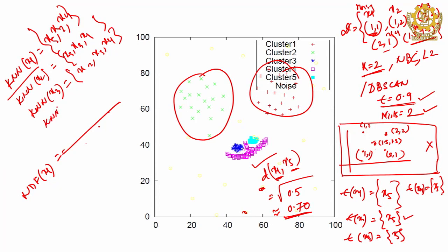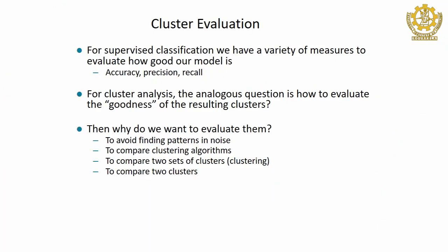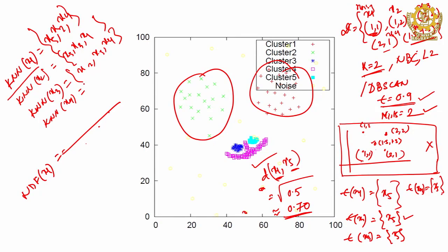Then KNN of x 4. x 4 is which point? 2 1, so it will be 1 1, which is x 1, x 5, 2 2, x 3. And KNN of x 5 is all the other points. So, KNN of x 5 is x 1, x 2, x 3 and x 4.